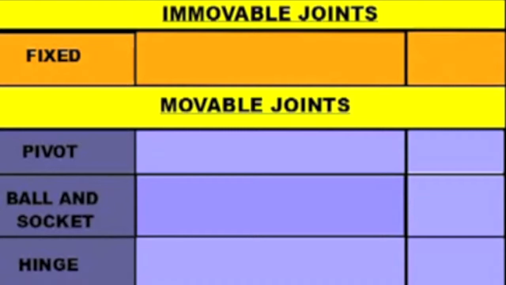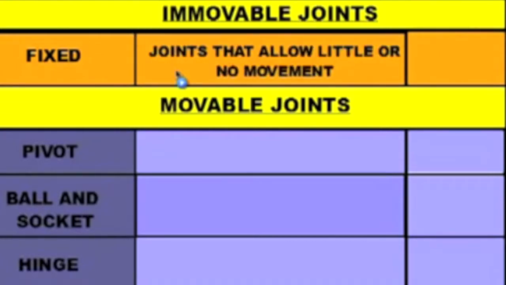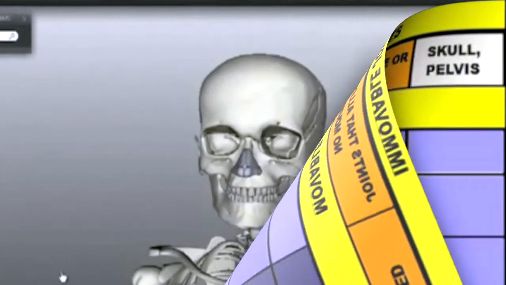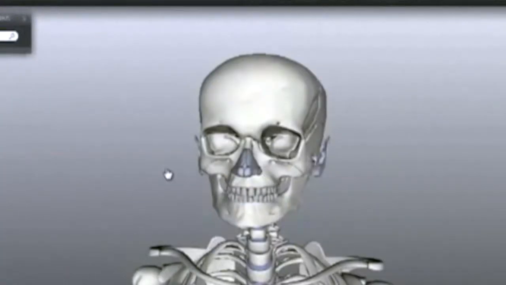inside of the body. The first joints we're going to talk about are the immovable joints. There is only one type of immovable joint inside of the body, and that's called a fixed joint. Now, a fixed joint means these are joints that have little or no movement. So two examples where you would find fixed joints in your body include the skull and the pelvis. And we're just going to examine the skull.